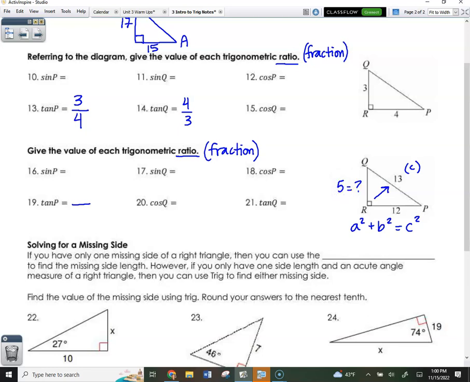Now I can set up the ratio. So opposite of P is 5, adjacent, 12. Now we're going to go to 21. Opposite of Q, 12, and adjacent, 5. What do you notice about the tangent of the two acute angles from the same triangle? They're just reciprocals. They're the flipped fractions. And that's because you're going to the other angle, and now the opposite and the adjacent have swapped positions.